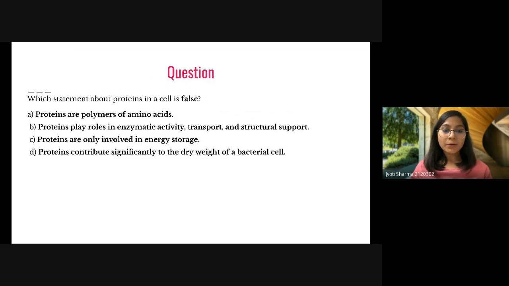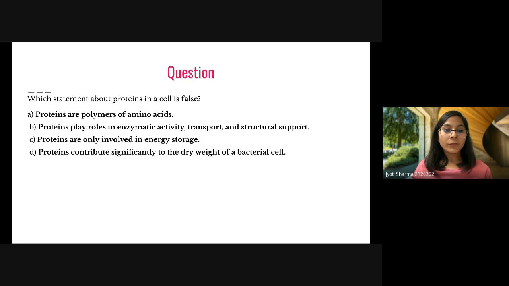Which statement about protein in the cell is false? Proteins are polymers of amino acids. Proteins play roles in enzymatic activity, transport, and structural support. Proteins are only involved in energy storage. Protein contributes significantly to the dry weight of the bacterial cell. From the very first question, we talked about that proteins are made up of amino acids. So this is the right answer. Then yes, C is the right answer.